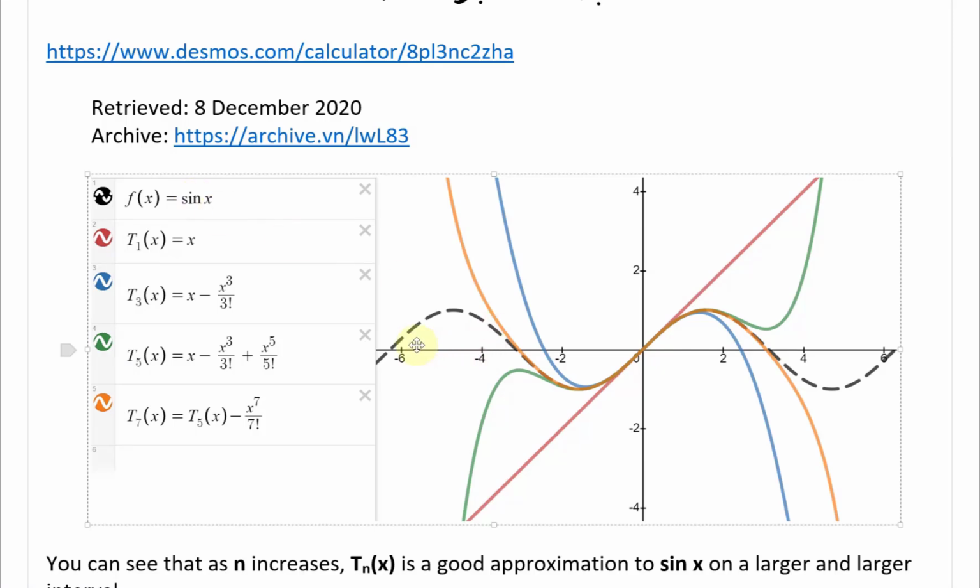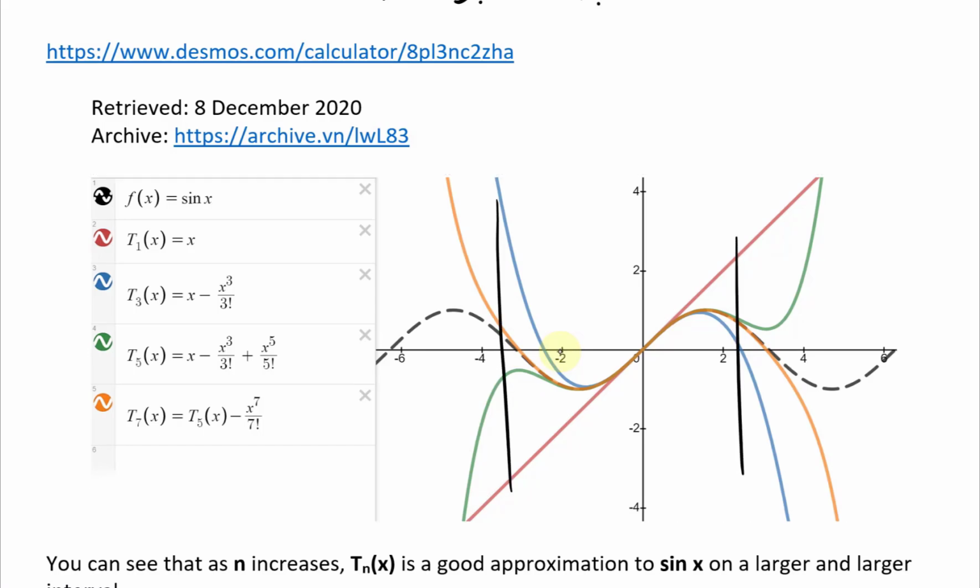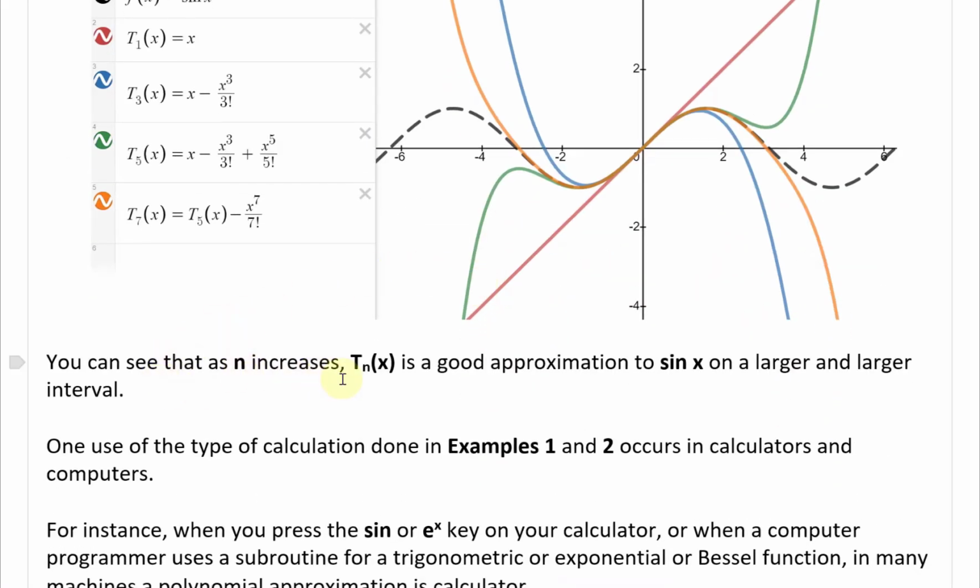So we can see that f of x is the dashed line, a sine wave. Then we have T1 of x as the red linear line. Then T3 of x is the blue one, and notice it's a better approximation than linear. Then T5 of x is in green, and it's a better approximation. And then T7 is very close all the way past x equals 2 on the right side, and also past x equals negative 3 on the left. Fascinating stuff. You can see that as n increases, Tn of x is a good approximation to sine x on a larger and larger interval.